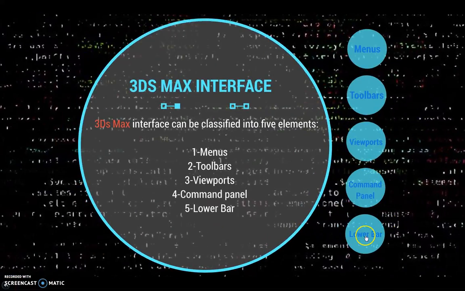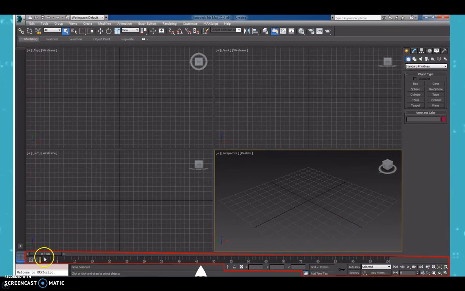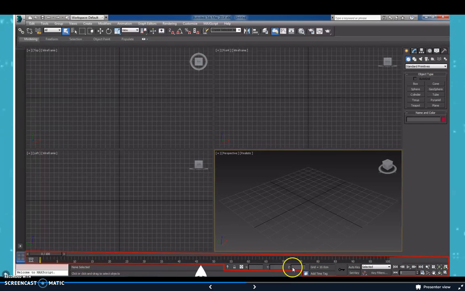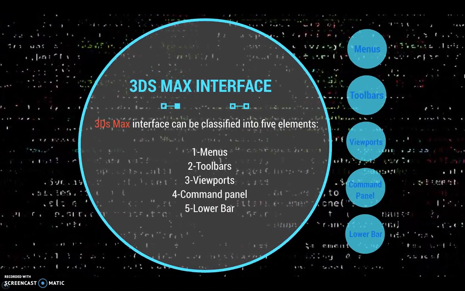Now let's go to the lower bar. The lower bar is located at the bottom of the interface window. Its icons are mostly used for animation. As you can see, we have the frame bar here. We have play, forward, backward. We have lock. So this is how 3ds Max appears when we first open it.